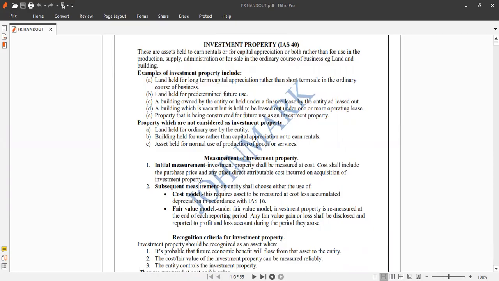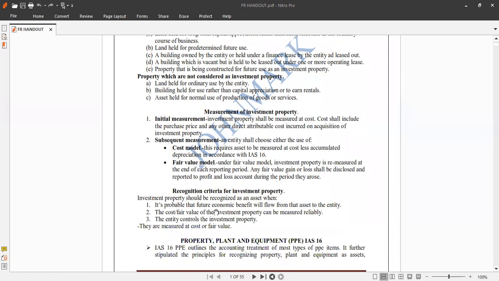Then subsequently, how do we measure it? Subsequently, you can either use the cost model, or you can also determine to use the fair value. And fair value just simply means the market value. So the entity shall choose either to use the cost model or the fair value model.